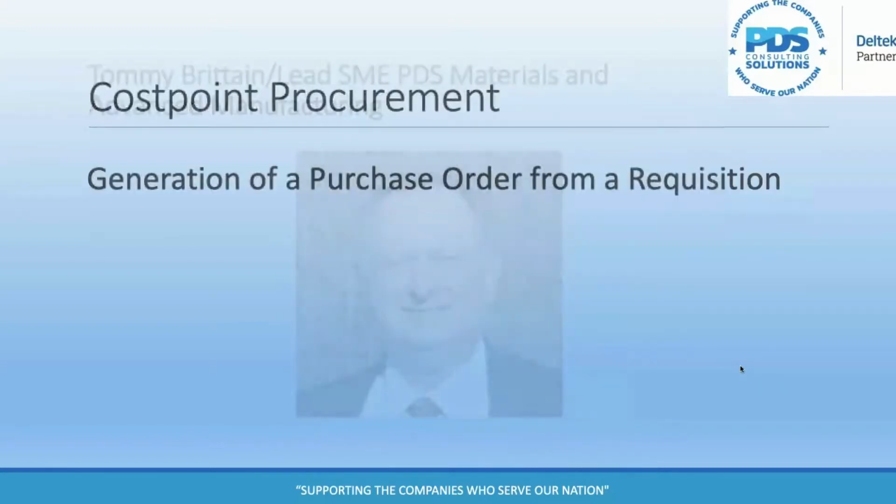Thank you, Kenneth. And what we're going to cover is one aspect of procurement, the generation of a purchase order from a requisition online. So when we have a requisition in Costpoint, we have a process to actually generate the PO automatically. So there's no double entry of the data. Once it's in the system, we're good to go.